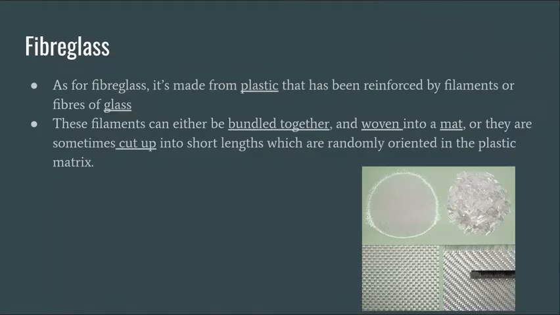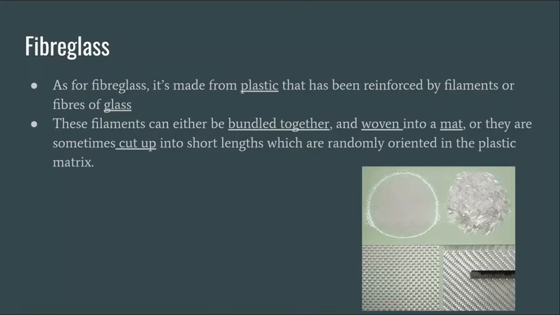So like I said at the beginning, glass reinforced plastic is an example of one of those composites, fiberglass. Fiberglass is made from plastic that has been reinforced by filaments or fibers of glass. These filaments can either be bundled together, woven into a mat, or sometimes cut up into shorter lengths, which are randomly oriented in the plastic matrix.